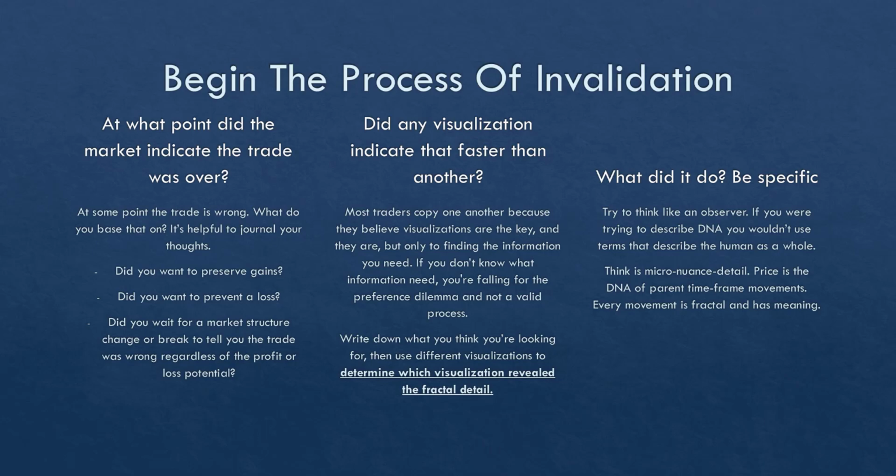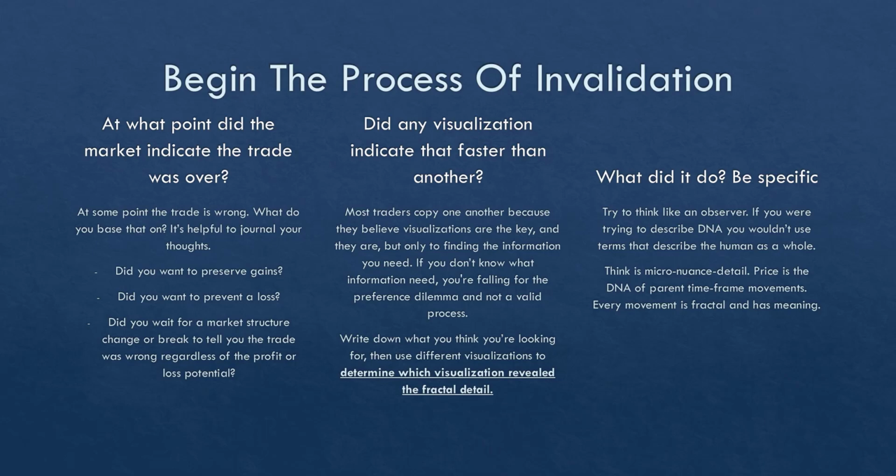Change the bars. Go to a Renko. Go to a point and figure. Now go to time. Now go to volume. Look at the data in as many ways as you can and answer these questions. At what point did the market start to indicate that the trade was over? Did any visualization indicate that faster than another?